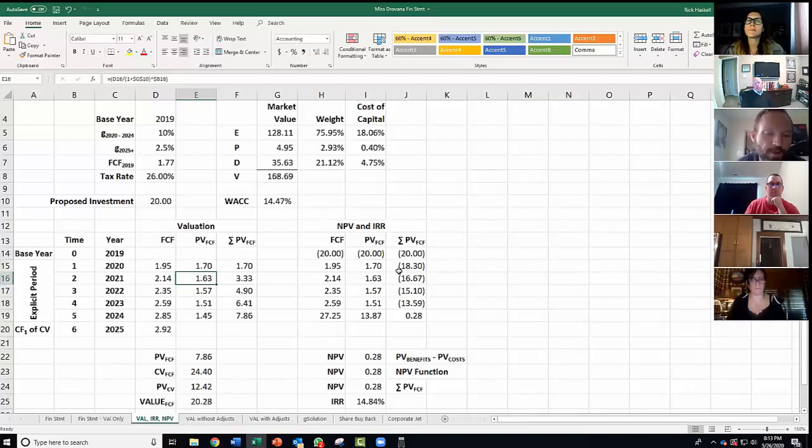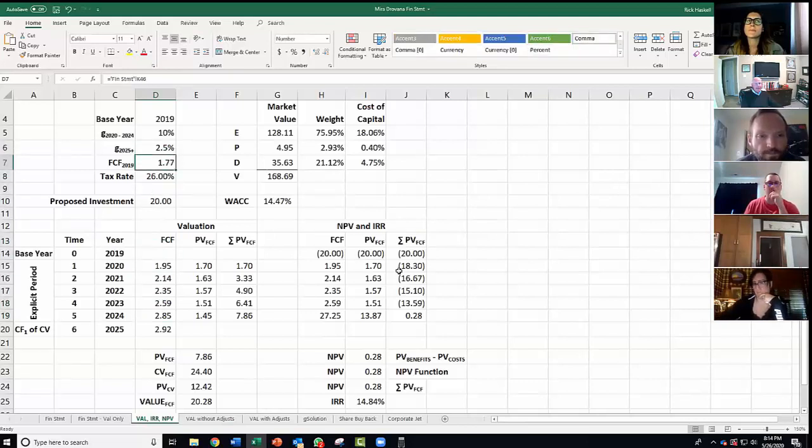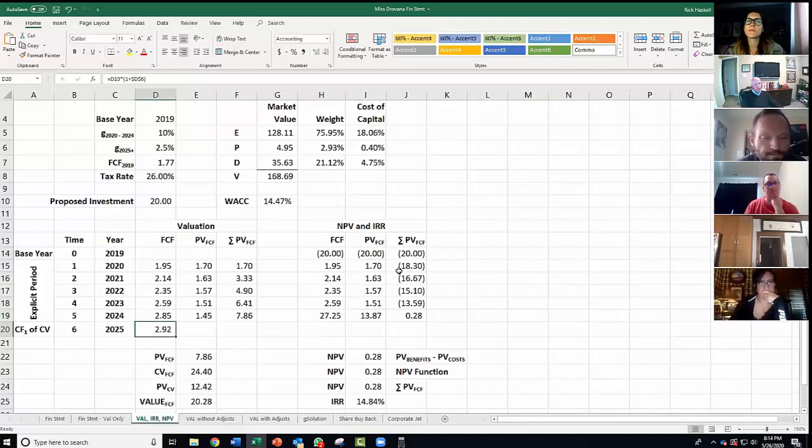Yes. And each of these numbers, 1.7, 1.63, and so on down to 1.45, each of them are the present value of the number in the column to the left. And this number in this column D is the expected future cash flow based upon us starting at a 1.77 and expanding at 10% a year. And when we move to 2025, the expansion changes to 2.5%, no longer 10%. This is a multi-columnar construction.